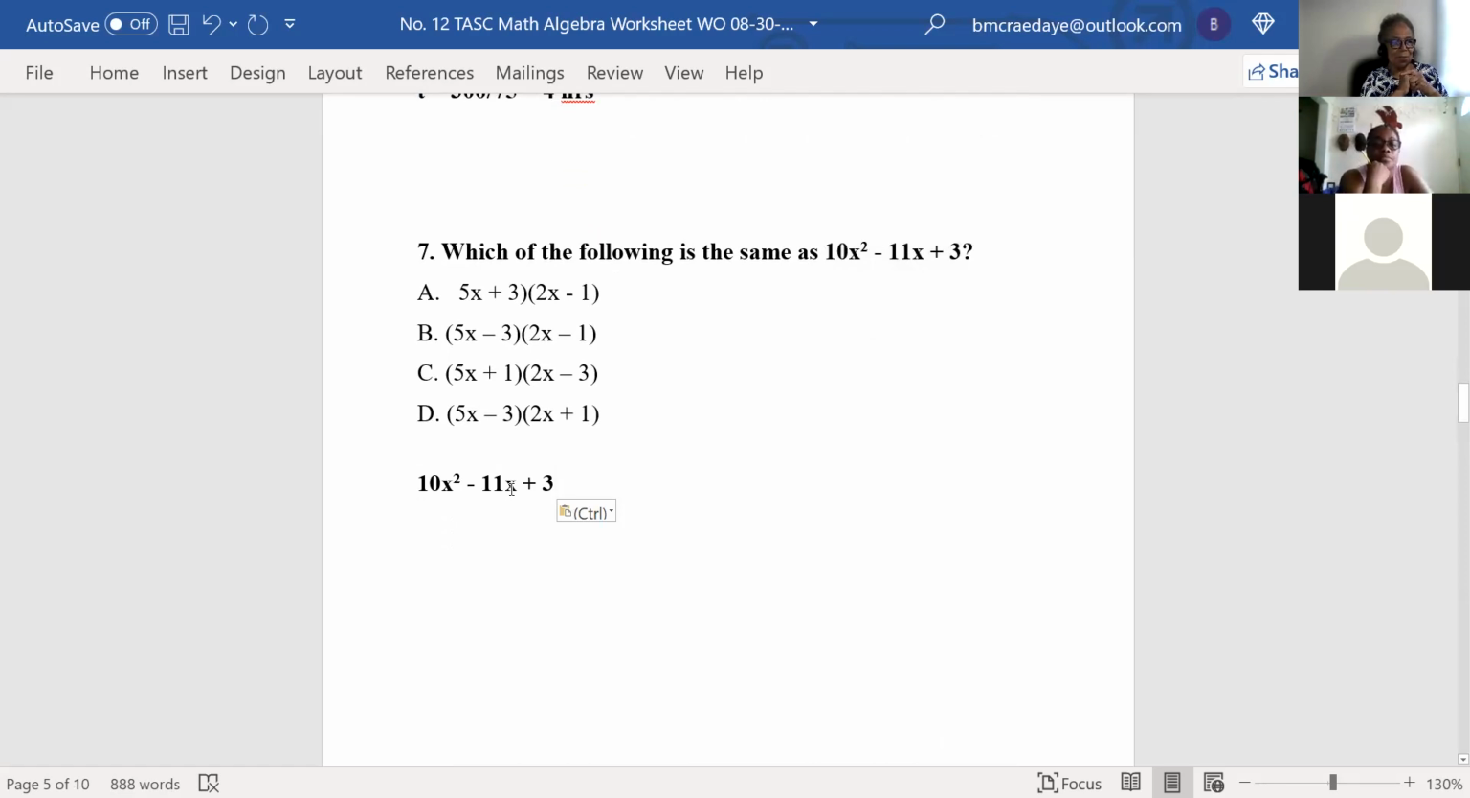Let me see. Let me try B. Now the x's must multiply to give you 10x squared. The numbers must multiply to give you a plus 3. So look at these 4 possibilities. Which one, when you multiply all the x's, like 5x times 2x, well, this should be.